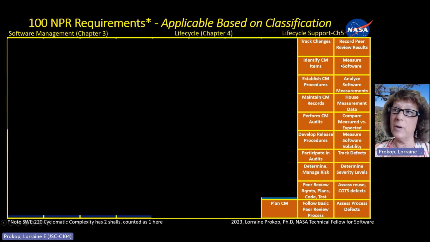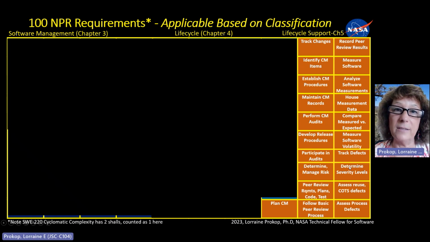Then software measurement. Measure the software in various statistics, analyze the measurements, put the measurement data somewhere, compare measured versus expected, measure software volatility, and track defects. So those all have to do with sort of metric tracking.